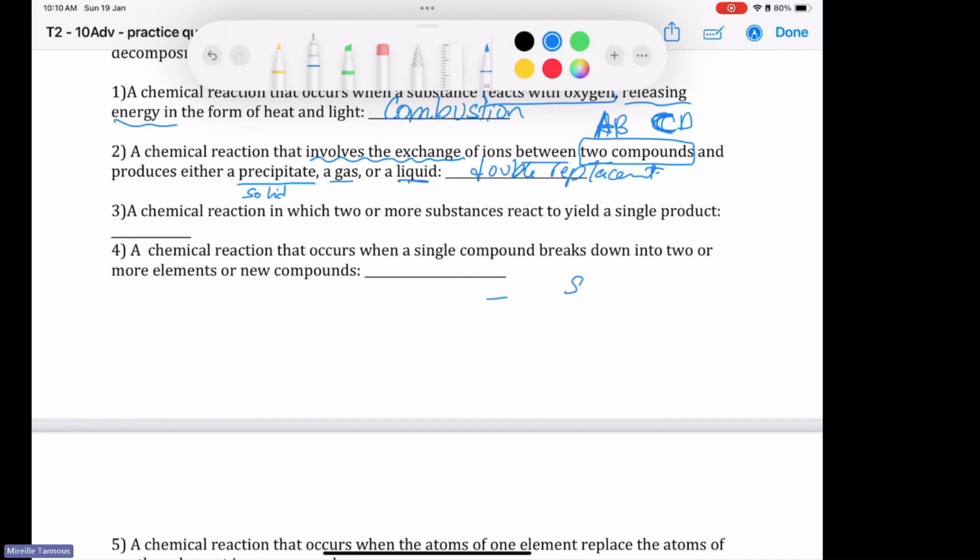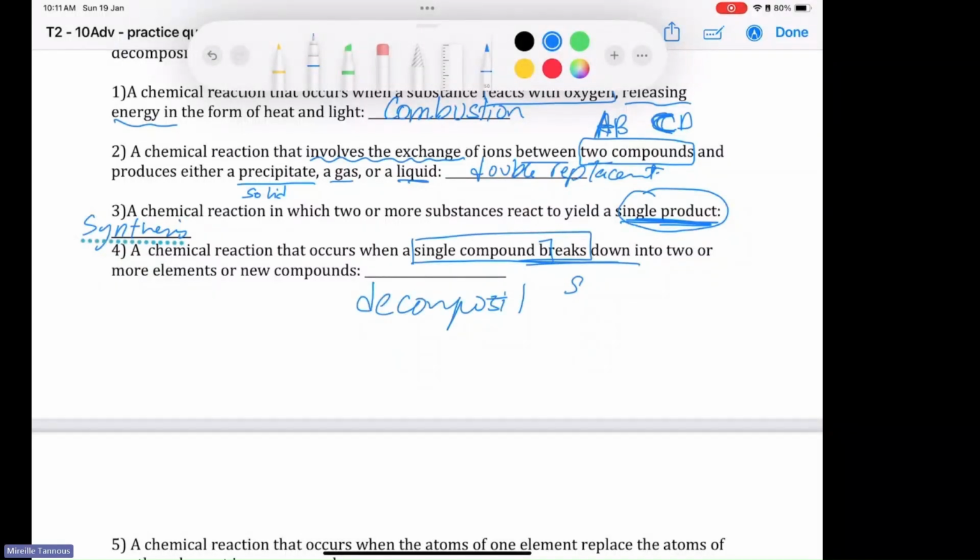A chemical reaction in which two or more substances react to yield a single product. One product means a synthesis, whereas one reactant, it's a decomposition. Okay? A chemical reaction occurs when a single compound breaks down. That's a decomposition.